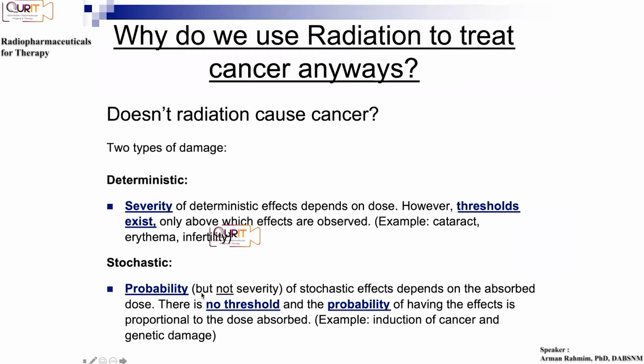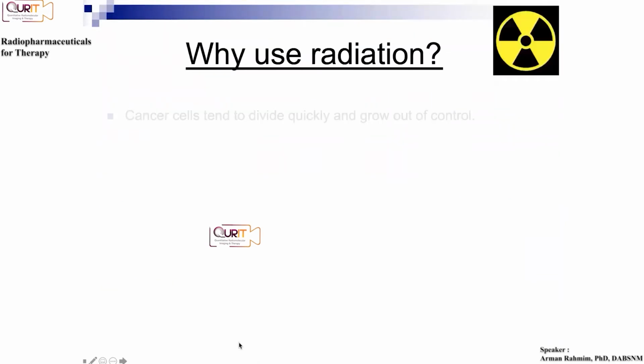People think there is probably no threshold. There's some debate in the literature. But the idea is there is a chance, no matter how much you're injected, that you might develop cancer. So this is things like developing cancer or genetic damage, etc. So then why use radiation?